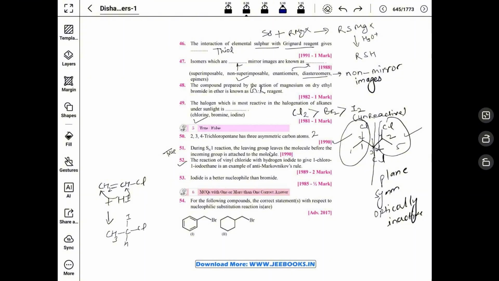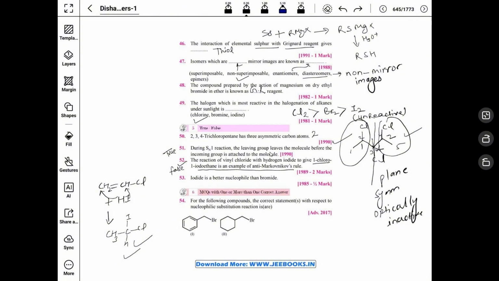So what is it saying, that 1 chloro, 1 iodoethane is an example of anti-Markovnikov's rule? No, this is a false statement. This is 1 iodo, 1 chloro, ethane. So therefore this is following Markovnikov's rule, not anti-Markovnikov's rule.